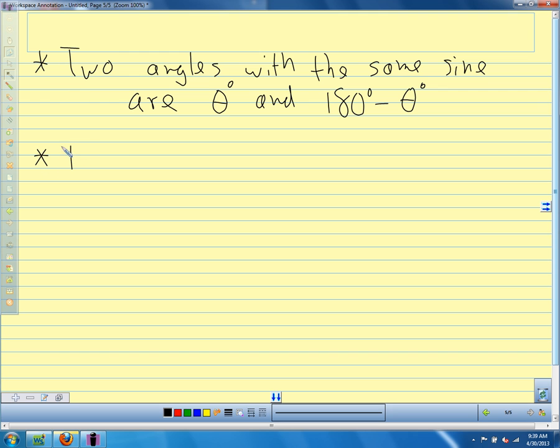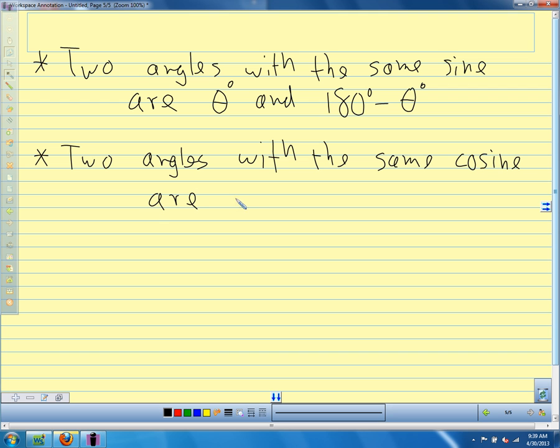And for the cosine, two angles with the same cosine are theta and 360 degrees minus theta. So our calculator will tell us one when we use the inverse cosine. To find the other one, we subtract that angle from 360 degrees.